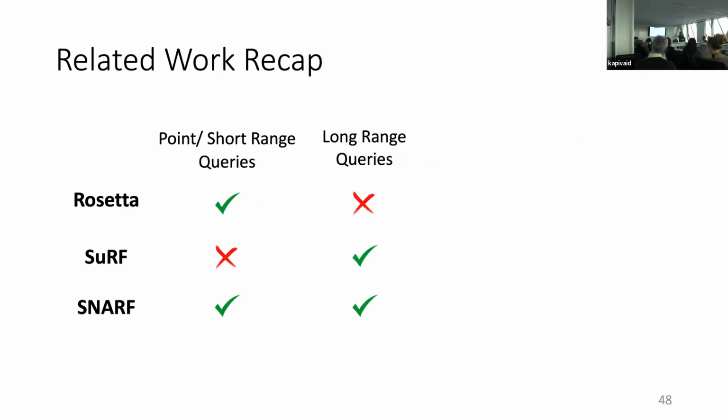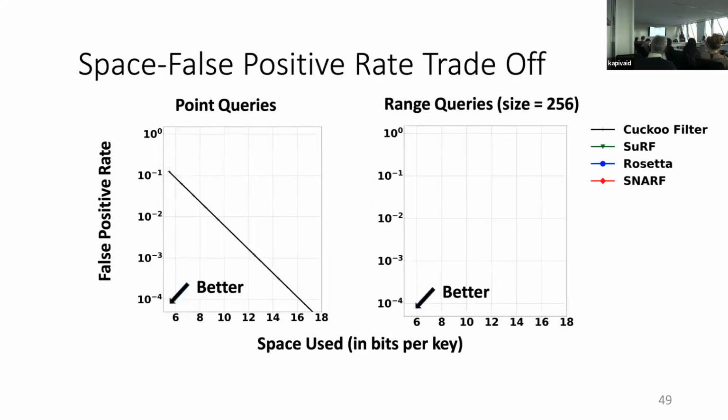Just to recap, the related work that we discussed was Rosetta, which converts range queries to point queries, which is not a good idea for long range queries. We discussed SuRF, which stores things in a binary trie, which is not a great idea for point queries. And our claim is that SNARF is good for both of these scenarios. Now let's look at what the results have to say.